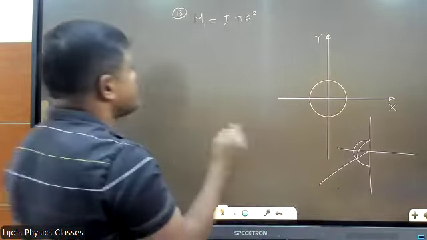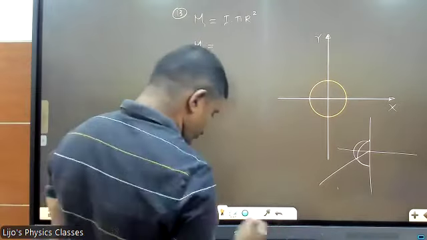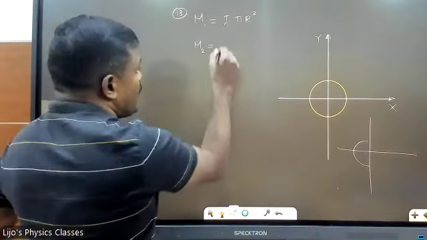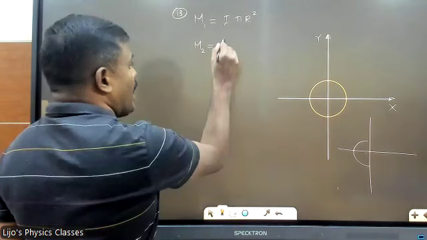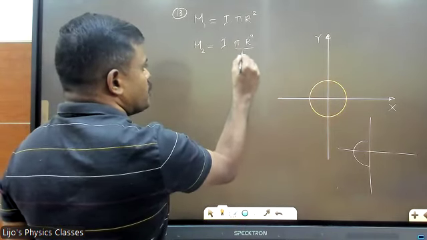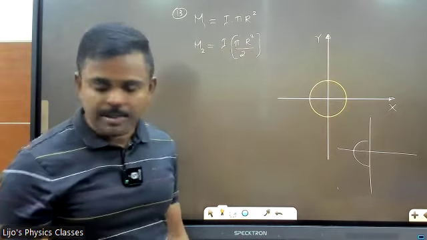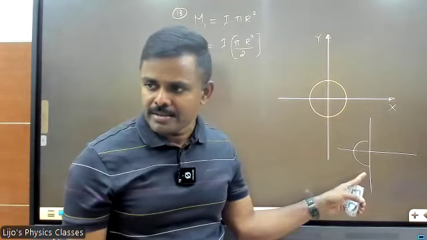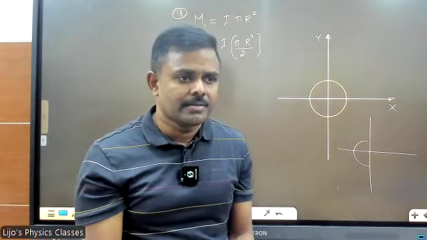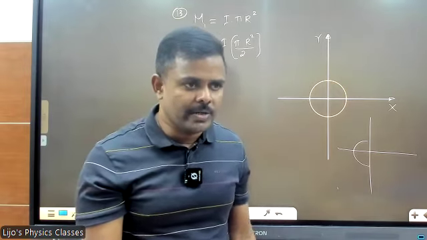Now I'll tell you, the second part's magnetic moment will be what? For this half, what is the magnetic moment? I pi r square by 2. Why? Because the area is now half, right? The entire area is pi r square, so what is half of it? Pi r square by 2, correct? For one half, it is pi r square by 2.